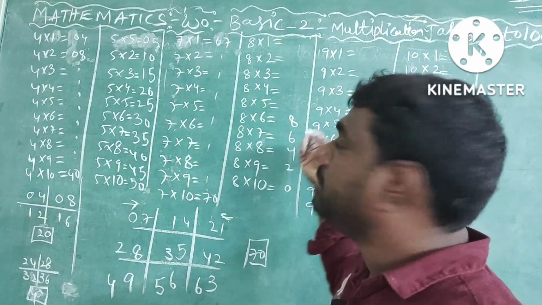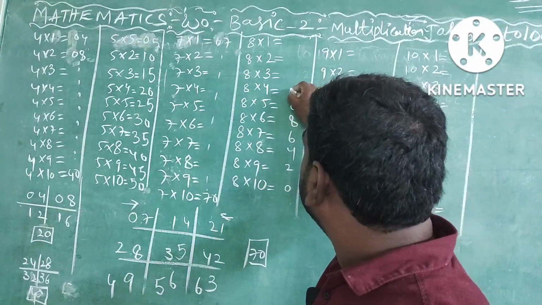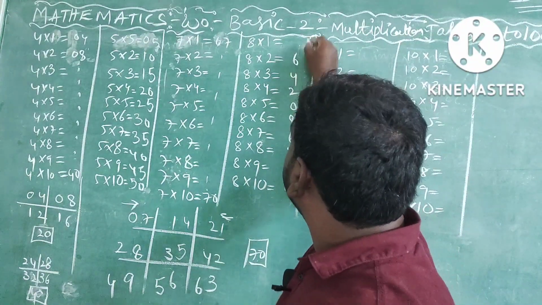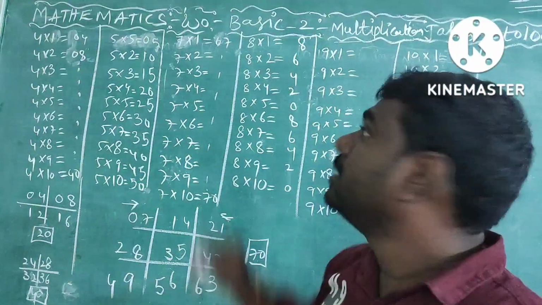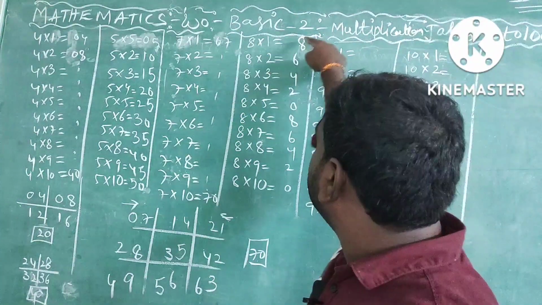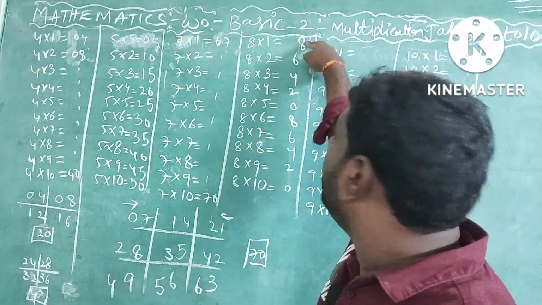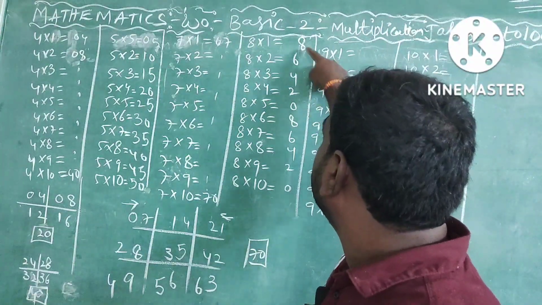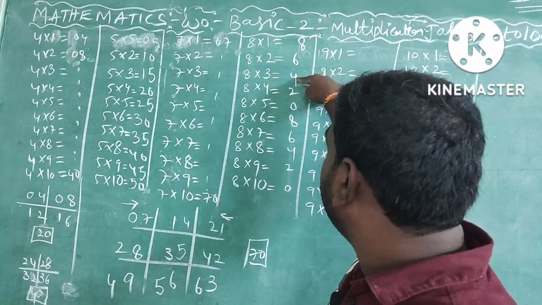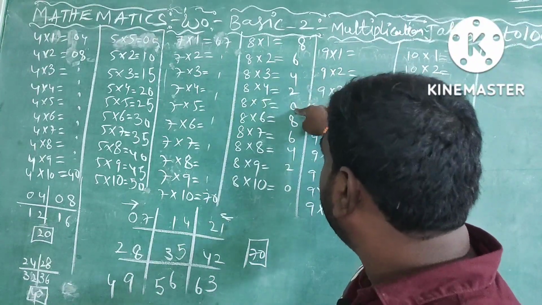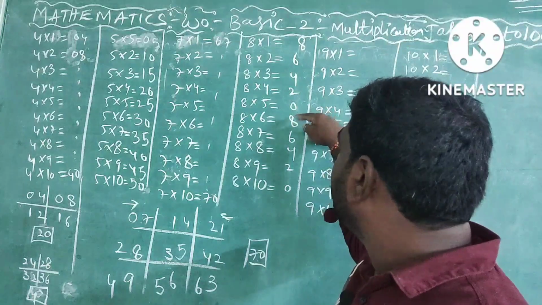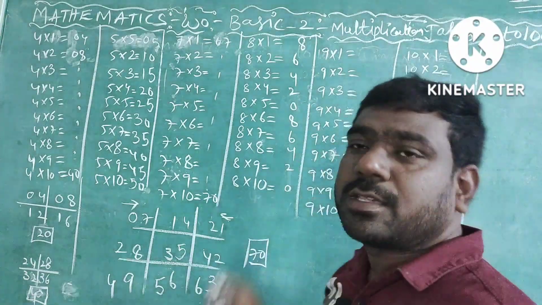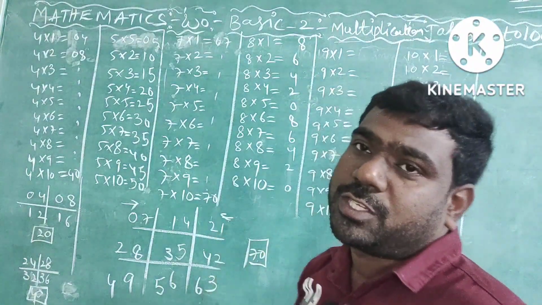Again start with 0, 2, 4, 6, 8. Otherwise, for the 8 table, the even numbers start with 8 only. Now decrease the even numbers, the preceding even numbers. 8 before is 6, 6 before is 4, 4 before is 2, 2 before is 0. So after that again 8, 6, 4, 2, 0. Like this also we can write. It is the first step.